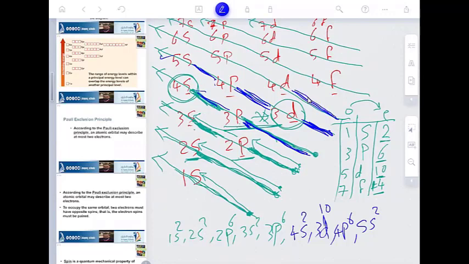Let's go to the next arrow. We have to fill what? 4d. Yes, 4d10. Then after 4d, 5p. Yes, 5p6. After 5p, 6s. Yes, 6s2. After 6s let's start this 4f. Yes, 4f.